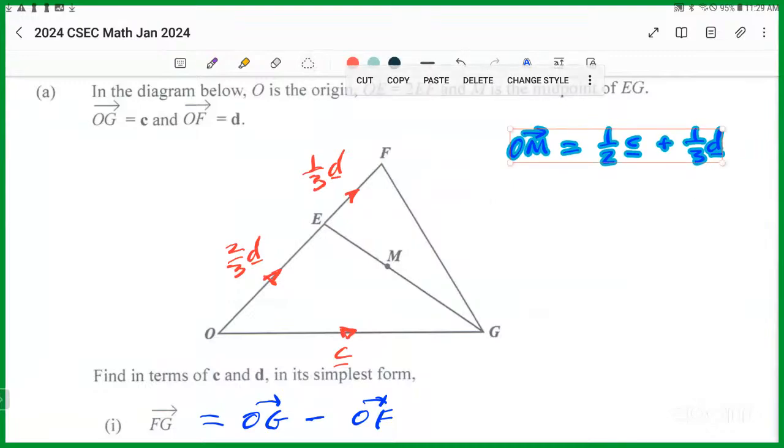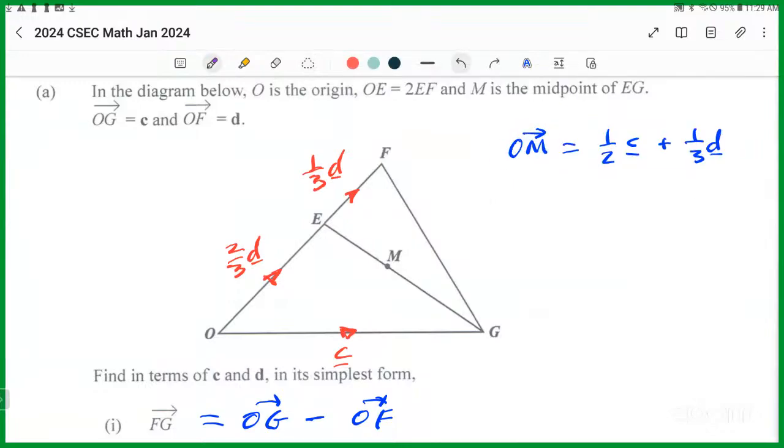So this is saying, going from O to M, I must go half of the direction of C and then go 1/3 in the direction of D. Now, this is a whole C right now. I want half of it. So this purple line is a half C right now. So this would represent half of C.